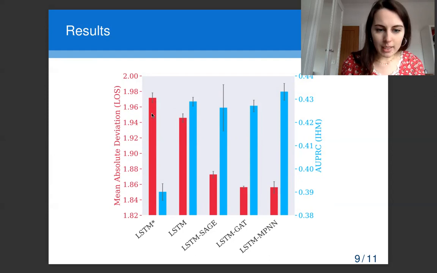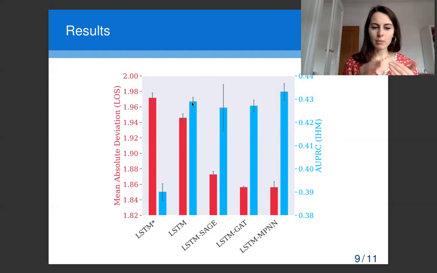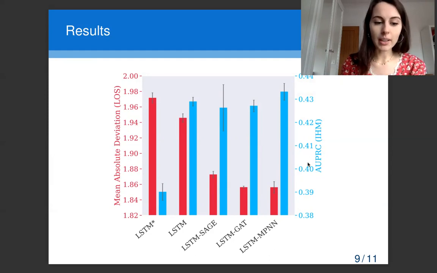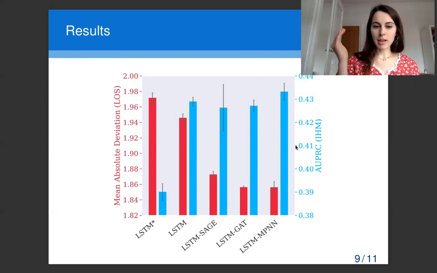So first of all, we can see that by including the diagnoses as a long vector, we see a modest improvement in the results. But when we represent the diagnosis information as a graph, we obtain significantly better results. And there's a steep drop off here. And then in blue on the right, I'm showing the area under the precision recall curve as a metric for the mortality results. So for this, higher is better.